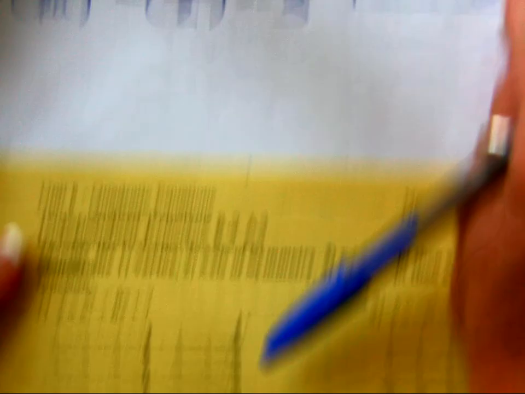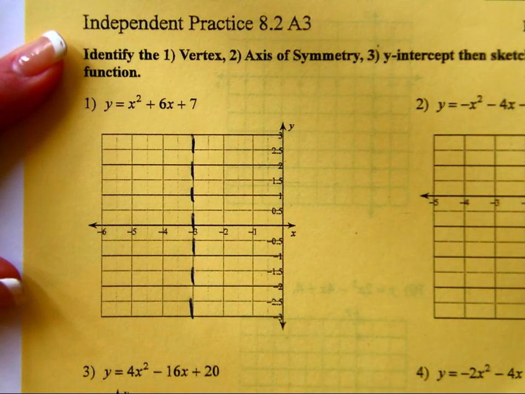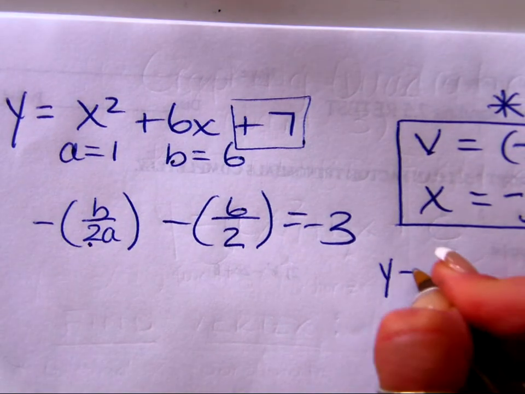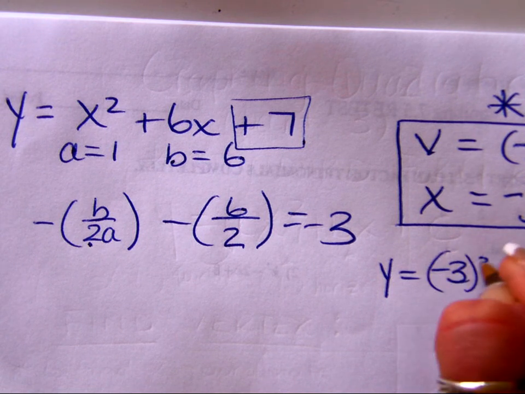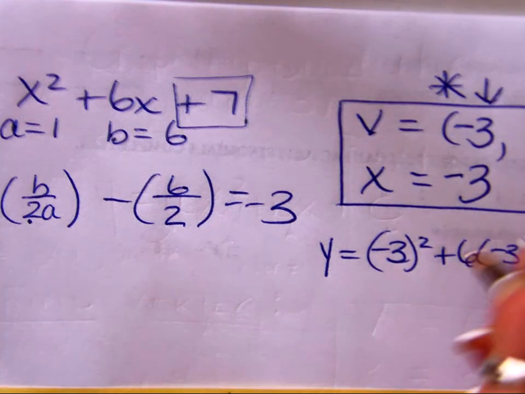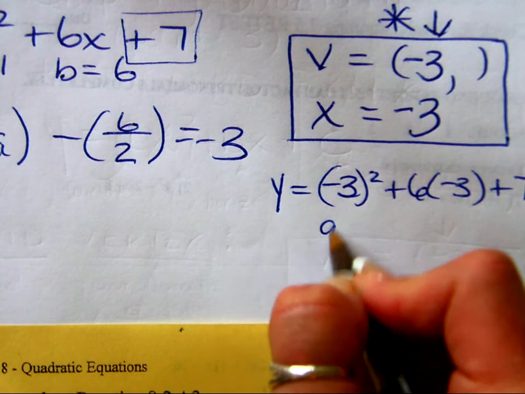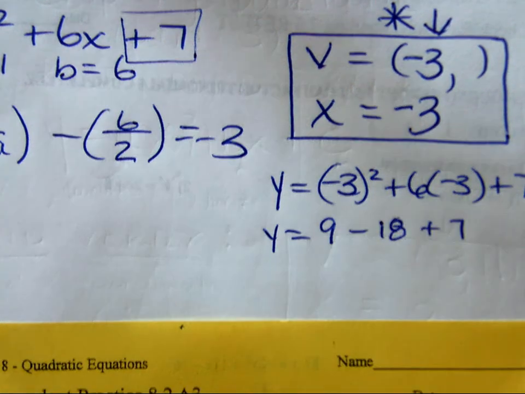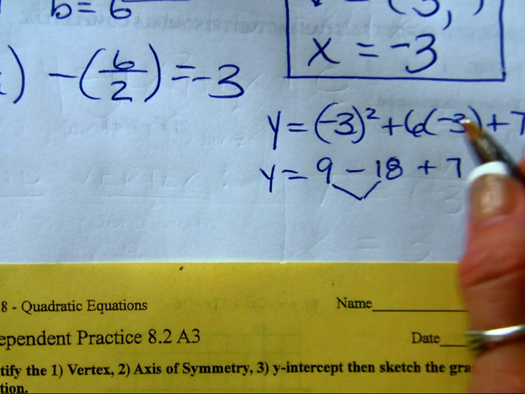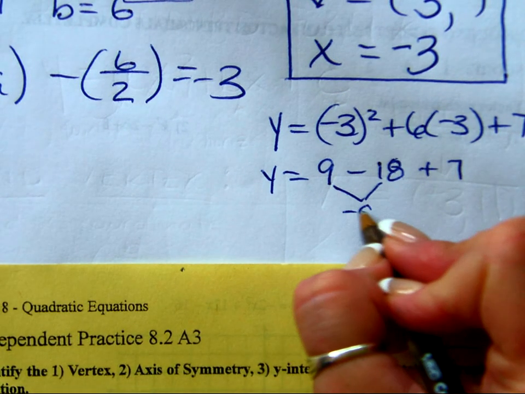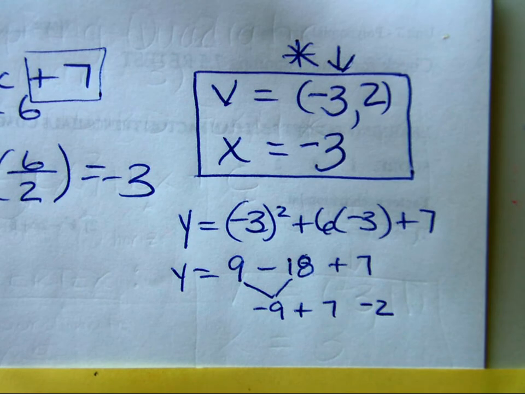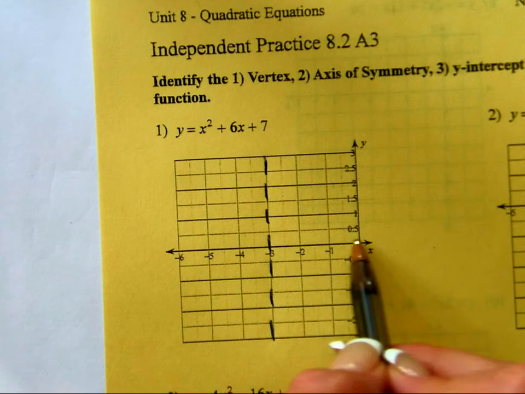I know it's somewhere on that dotted line. So what do I do with that? Negative 3. Now I got to plug it into all of those. So y is going to equal negative 3 squared plus 6 times negative 3 plus 7. This is 9 minus 18 plus 7. 9 minus 18 is what? Negative 9 plus 7 is, okay, awesome. I got my vertex. It's negative 3, positive 2.